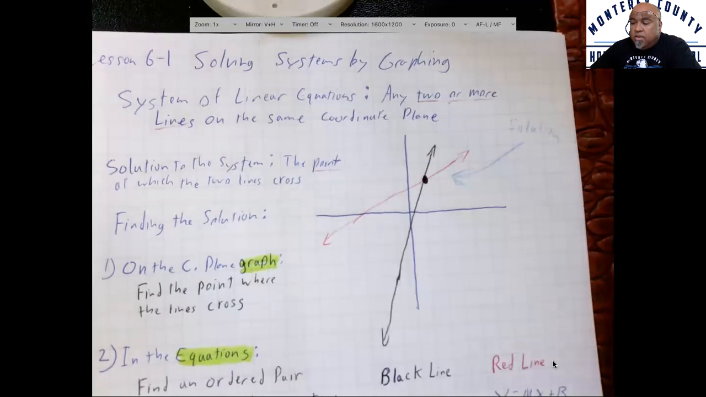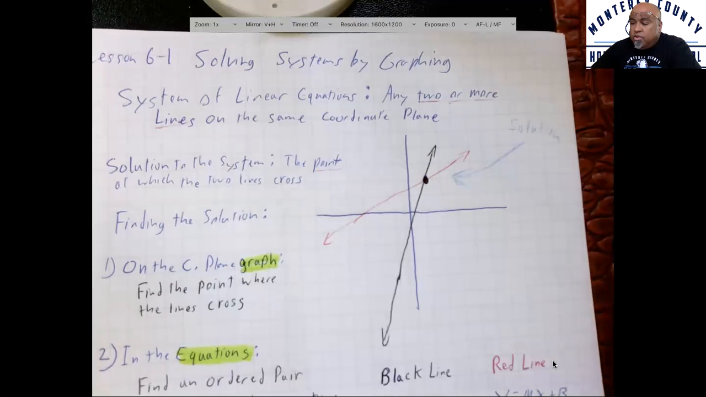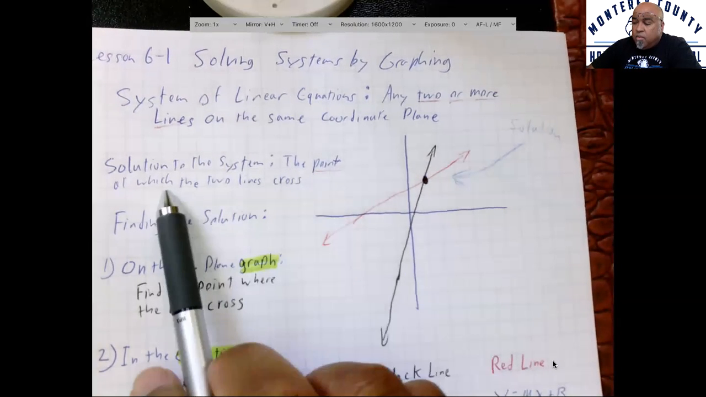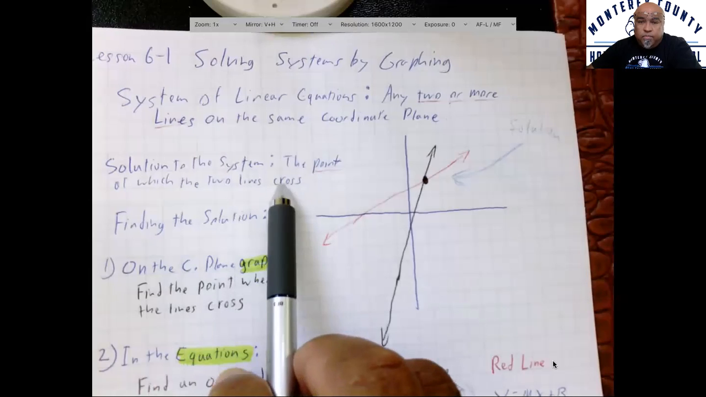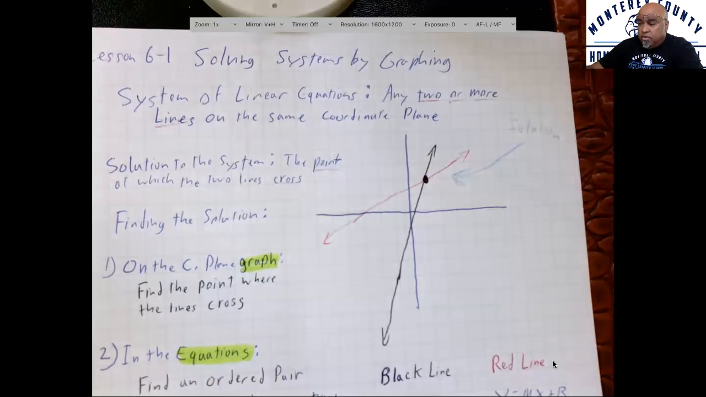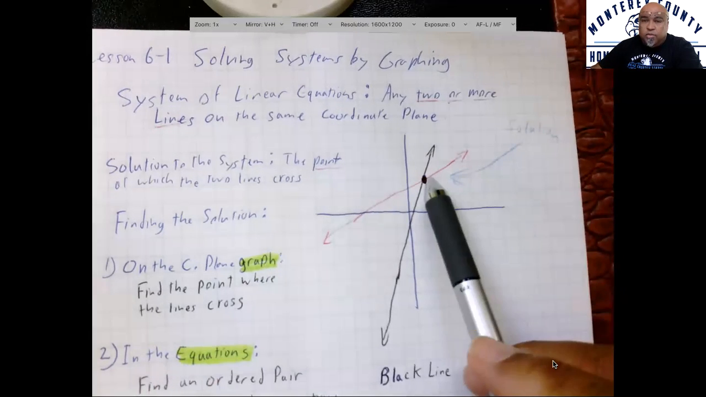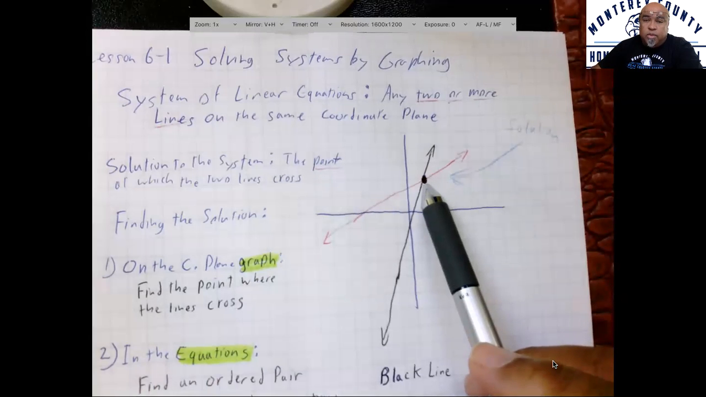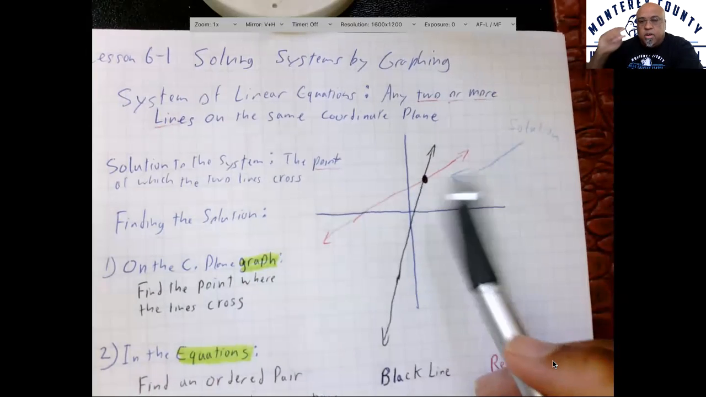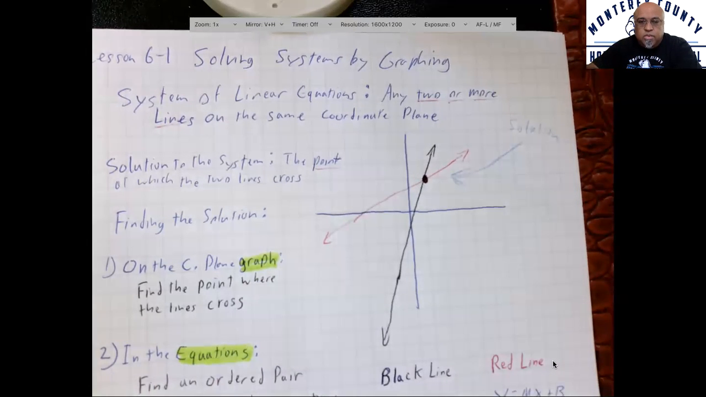Okay? So the solution to any system would be the point at which the 2 lines cross. Okay? Now, how that works for the graph, it's very simple. What's the solution? The solution is this point because that's the point where the 2 lines cross. I mean, it can't get any simpler than that. Here's the red line, here's the black line. They both cross. The point where they cross is the solution.